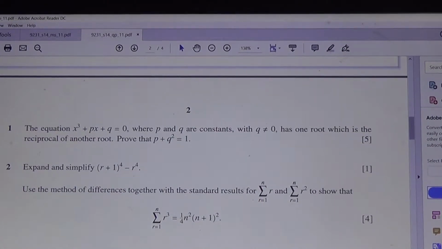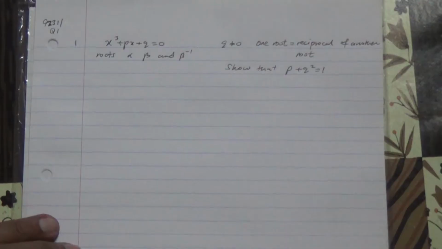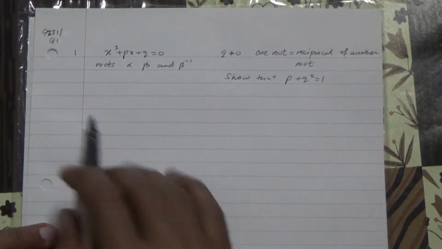Hi, for question number 1, the equation x cubed plus px plus q is equal to 0, where p and q are constants, with q not equal to 0, has one root which is the reciprocal of another root. Prove that p plus q squared is equal to 1. 5 marks. Now for a question like this, here's the information.